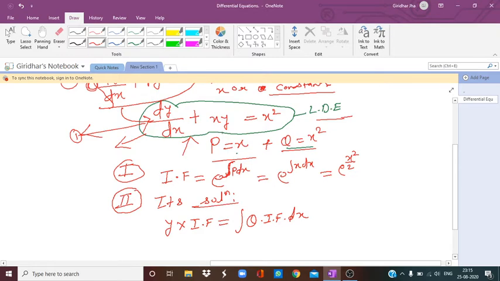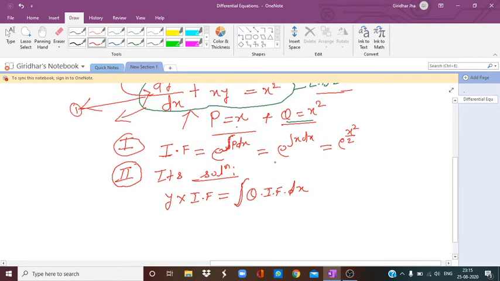First, in a linear differential equation, you have to calculate the integrating factor, which is e to the power integral p dx, correct? And now its solution is ready-made, which is y into integrating factor equals integral q into IF into dx. So once we know the solution is in this form and you have calculated the integrating factor, multiply here: y into e to the power x square equals, q is your x square, so x square, and then the integrating factor e to the power x square by 2, into dx.